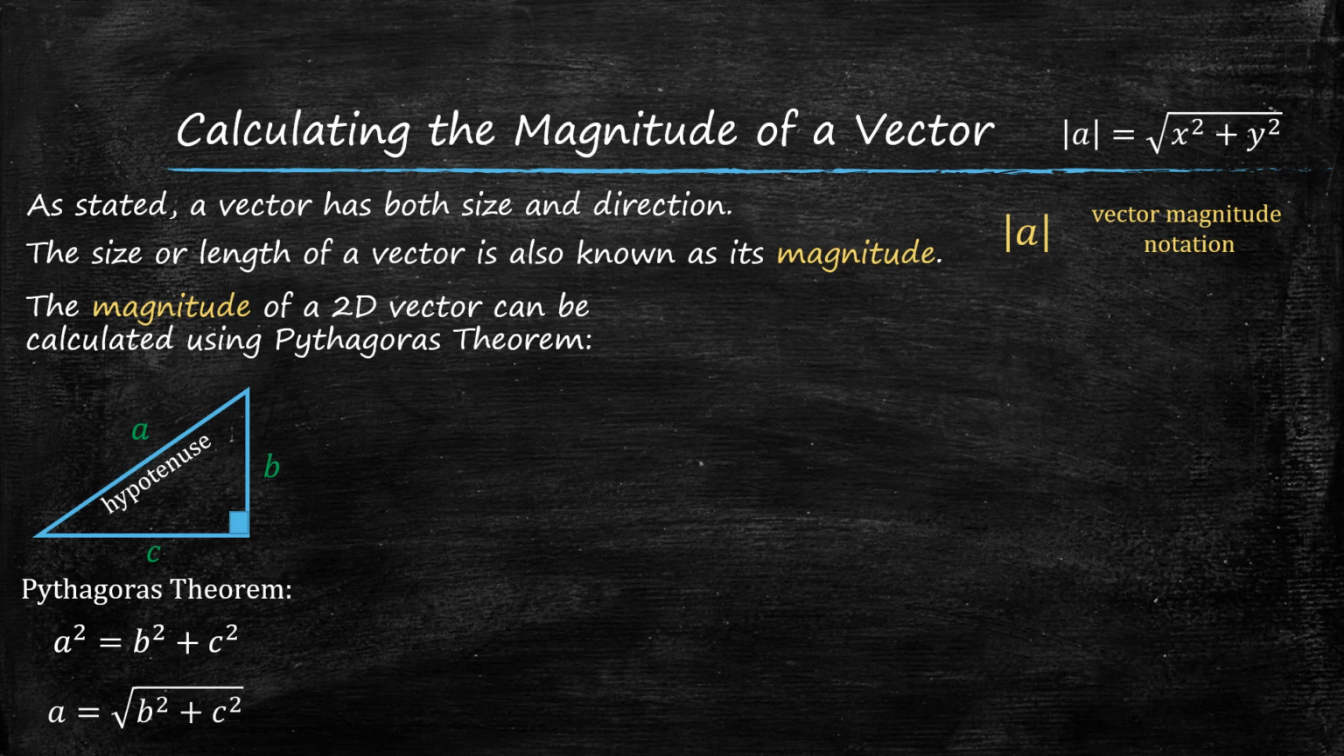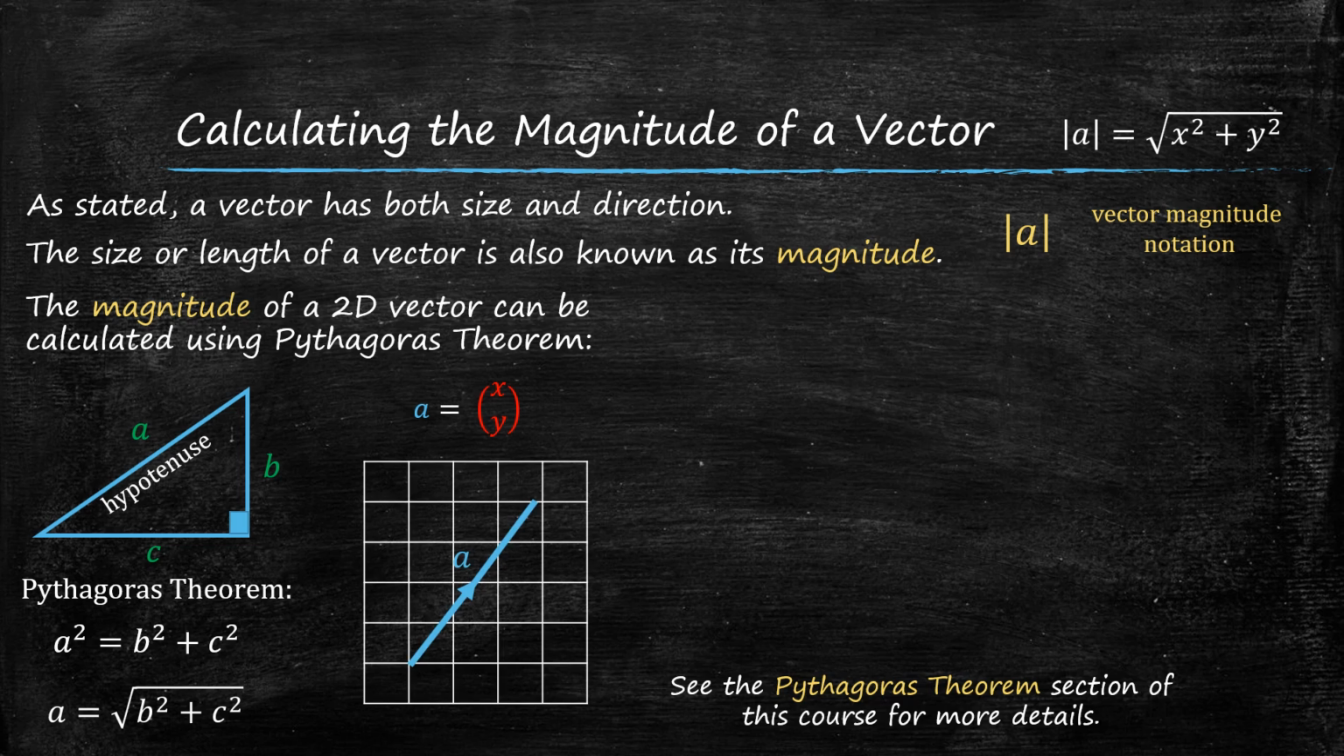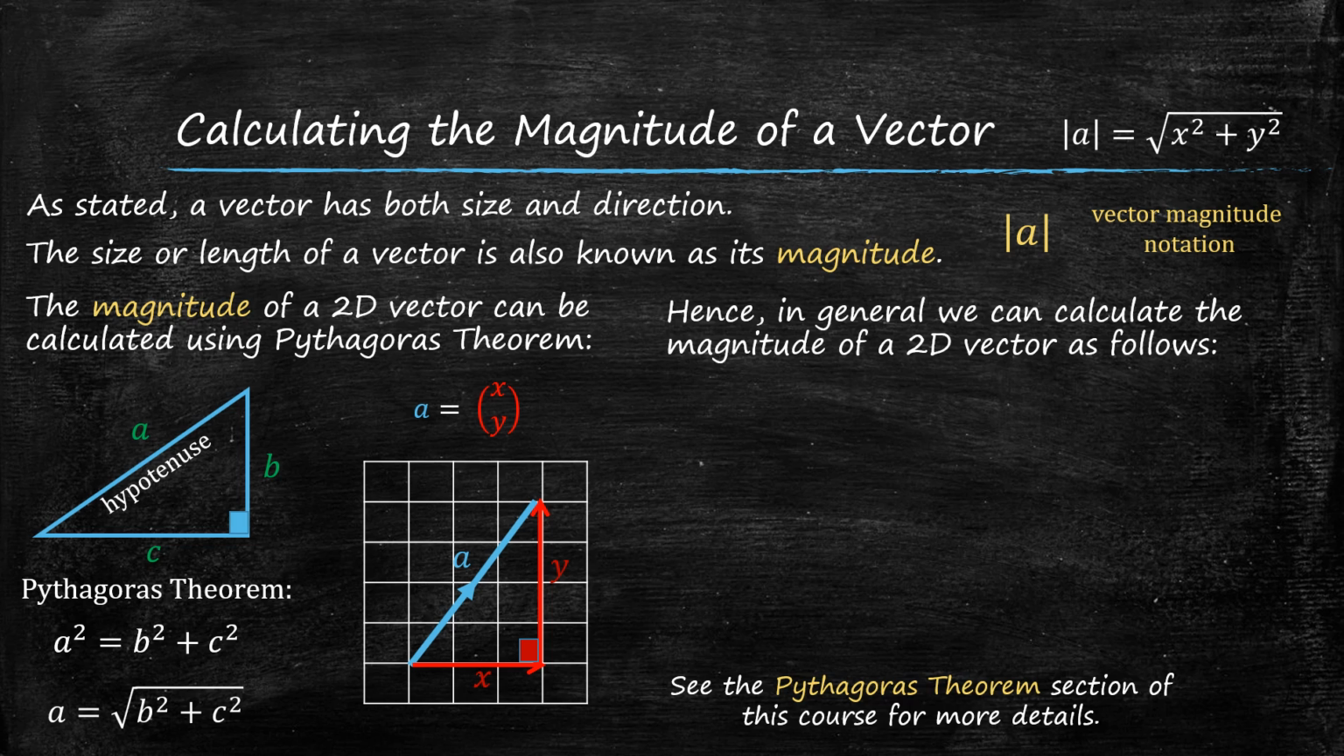If you need more information on Pythagoras theorem, then refer to the Pythagoras theorem section of this course for more details. Now, what does this mean in terms of our vector? We can represent vector a in component form. So we say vector a has components x and y, and we know that this makes a right angle also. So vector a can be represented as the hypotenuse of a right-angled triangle with sides x and y.